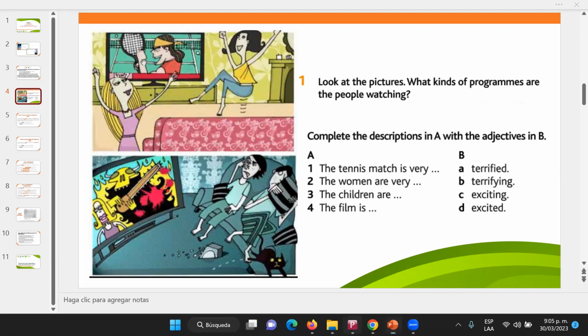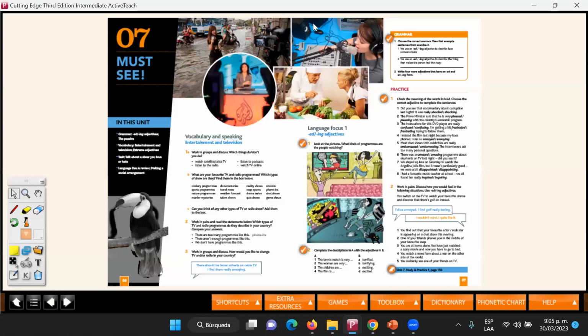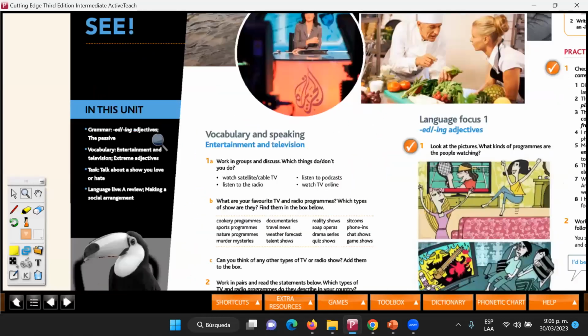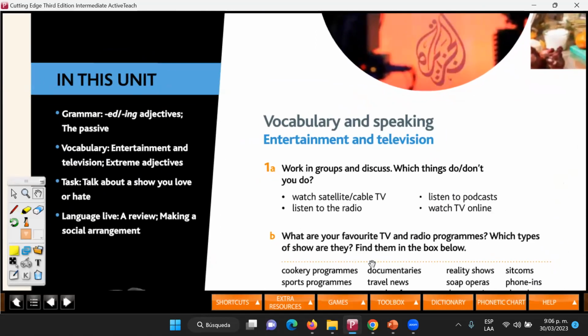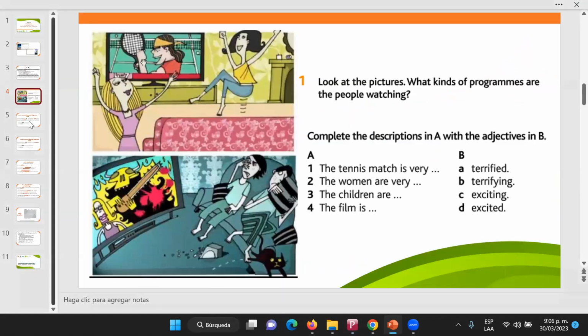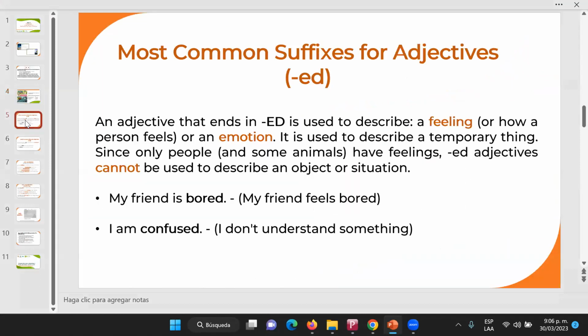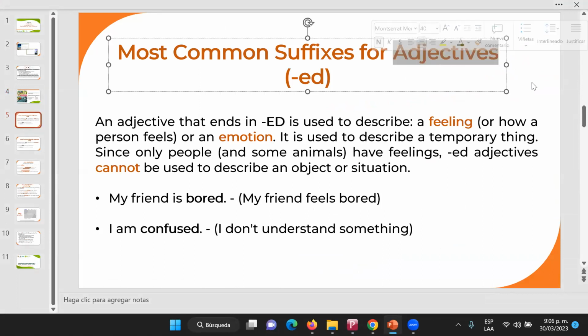Remember that when we started our unit 7, I was telling you that one of the grammatical components of the night precisely was talking about ed and ing adjectives. When we are talking about this type of adjectives, we respect the original idea. First of all, let's refresh our memory. Guys, when we talk about adjectives, what is their general function? All the adjectives that exist, what do they do?